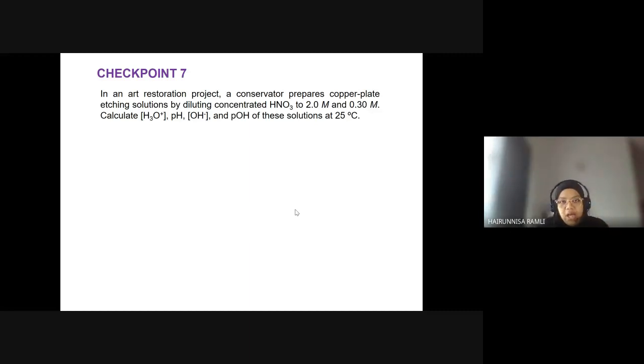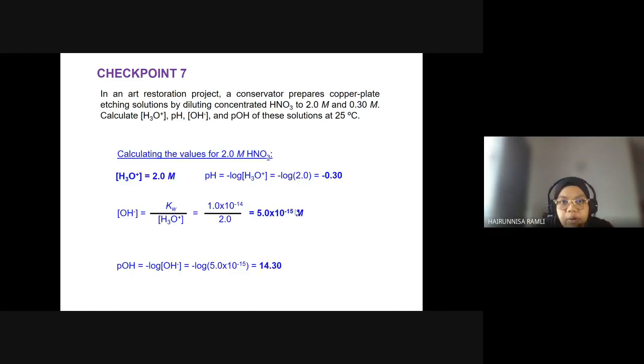Okay. Saya assume dah je lah. You boleh check lah. But actually this is only the straightforward nak check whether you nak familiarkan you dengan the process on how to calculate the H3O plus, the pH, the OH minus and also the pOH. Yeah. So for 2 molar dulu. Kena buat dua-dua lah. For 2 molar and also 0.3.